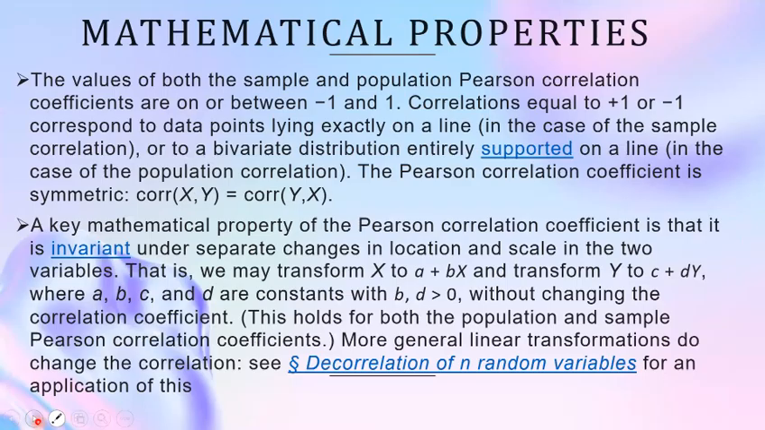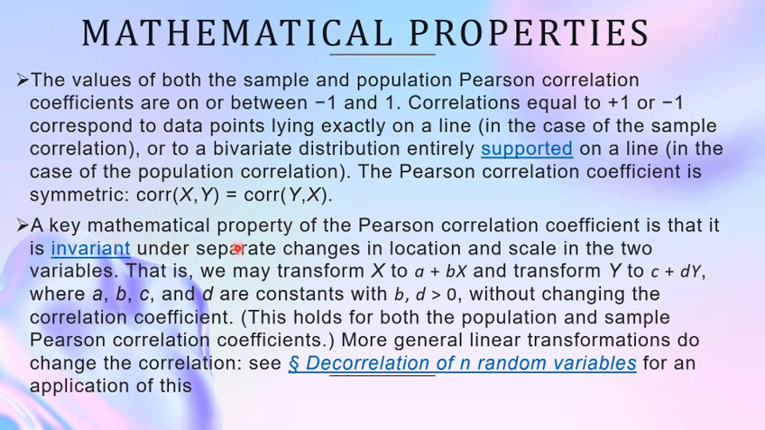So what are the mathematical properties of Pearson's population correlation? The values for both the sample and population Pearson's correlation coefficients are on or between -1 and 1, including 0. Correlations equal to +1 or -1 correspond to data points lying exactly on a line in the case of the sample correlation, or to a bivariate distribution entirely supported on a line in the case of the population correlation. Pearson's correlation coefficient is symmetric: the covariance of X and Y equals the covariance of Y and X.